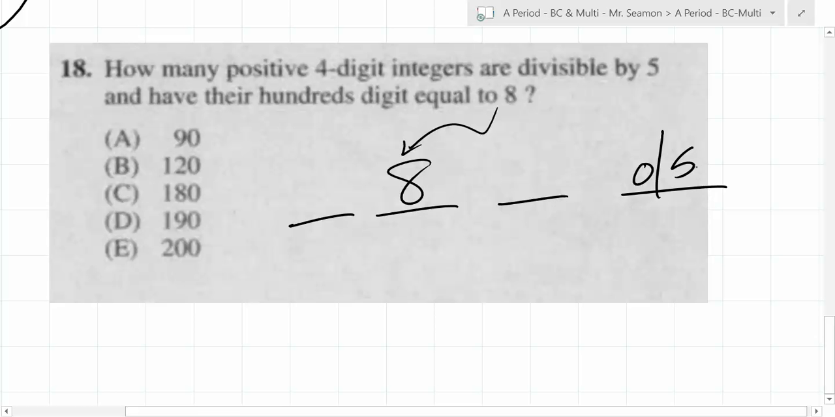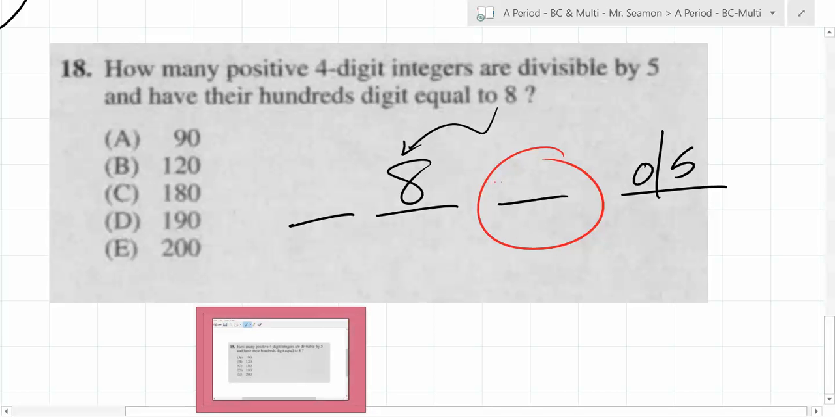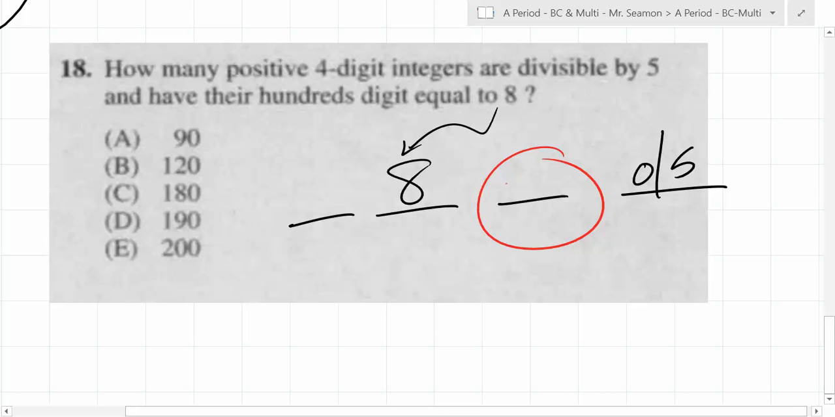Does it say anything about the other digits? So they can be anything. How many different numbers could go right there? 0 could go there too, right? It could be 0, 1, 2, all the way up to 9. So how many numbers is that total? 10 of them. How many numbers could go in the first spot?